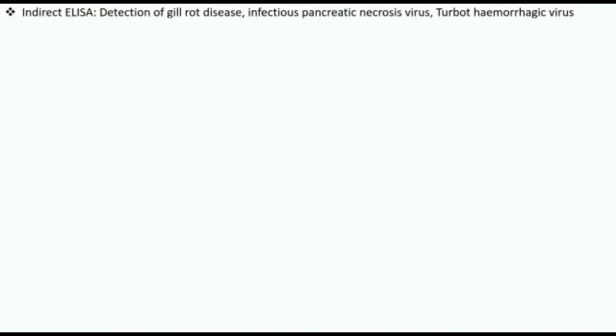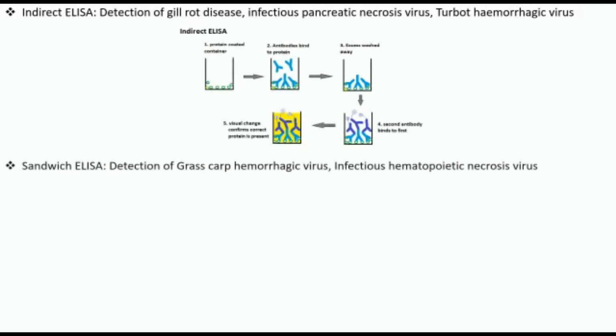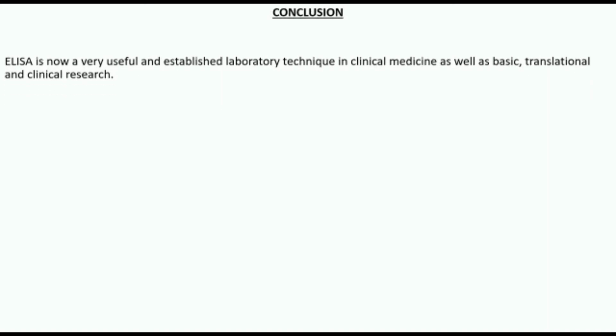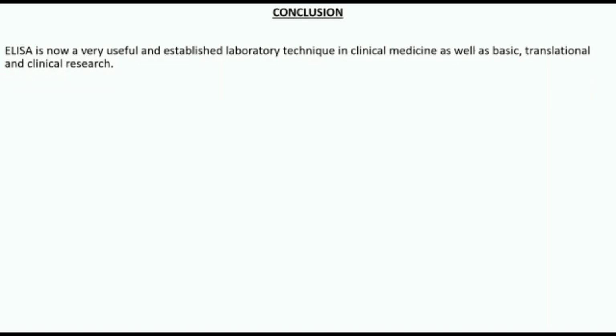Indirect ELISA can be used to detect gill rot disease, infectious pancreatic necrosis virus, and turbid hemorrhagic virus. Sandwich ELISA can be used to detect grass carp hemorrhage virus and infectious hematopoietic necrosis virus. ELISA is now a very useful and established laboratory technique in clinical medicine as well as basic translational and clinical research.